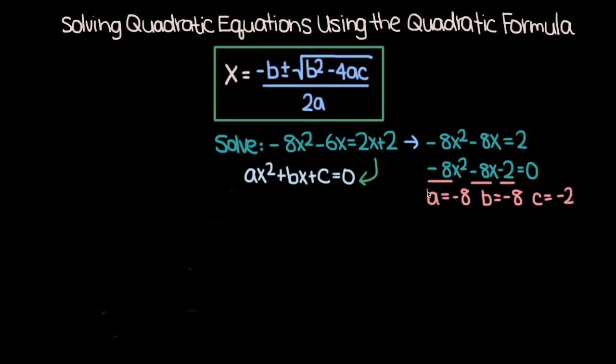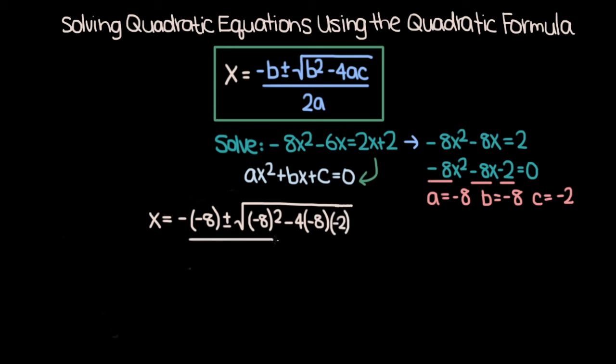Now that we have our values for a, b, and c, we can plug them into the quadratic formula to get our solutions. So we have x is equal to negative b, which in this case is negative 8, plus or minus the square root of b squared, so negative 8 squared in this case, minus 4 times a, which is negative 8, times c, which is negative 2, divided by 2 times a, so 2 times negative 8.